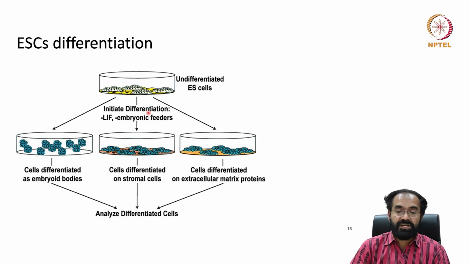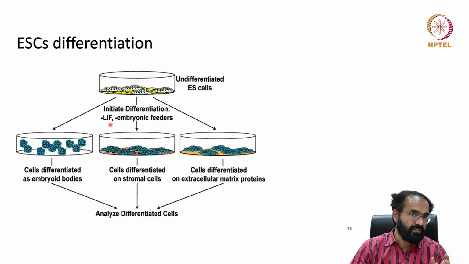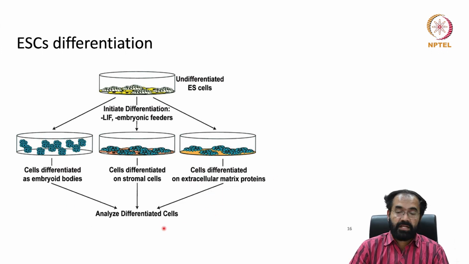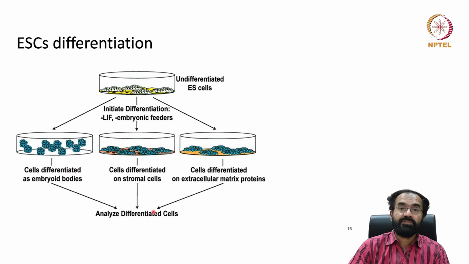Initiation of differentiation is getting rid of the feeder layer and also the leukemia inhibitory factor, LIF, which is a protein factor that allows the stem cells to continue to be stem cells. Feeder cells do more or less the same function. So LIF and feeder layer, you remove them, and the cells are now ready for differentiation. ES cells differentiate into embryoid bodies, which look spherical like this, or into stromal cells, another method, or into extracellular matrix protein, and all of these eventually give rise to differentiated cells, which we can analyze.